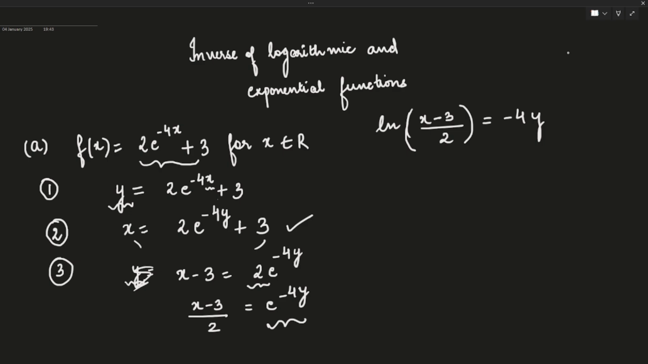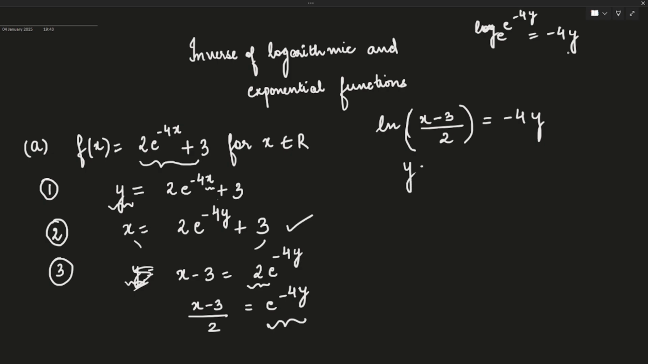It will become minus 4y, because we know that ln is to the base e. So log of e to the power minus 4y to the base e will become minus 4y. Okay, so we have just taken ln on both sides. So from here we can find out the value of y.